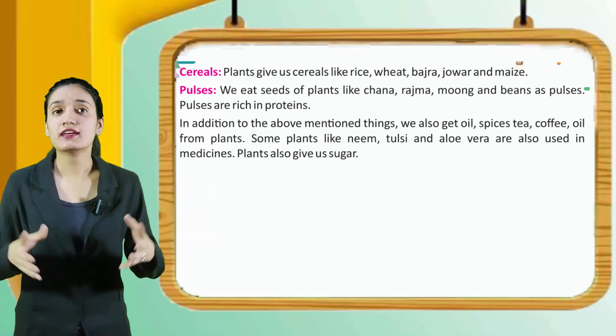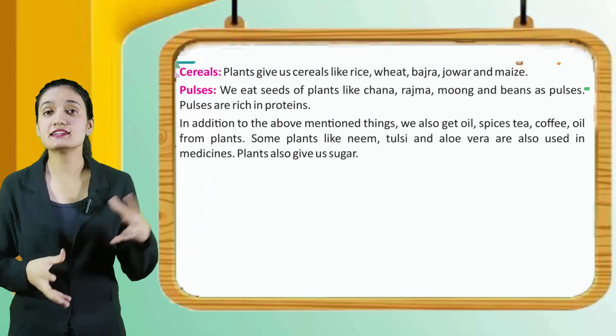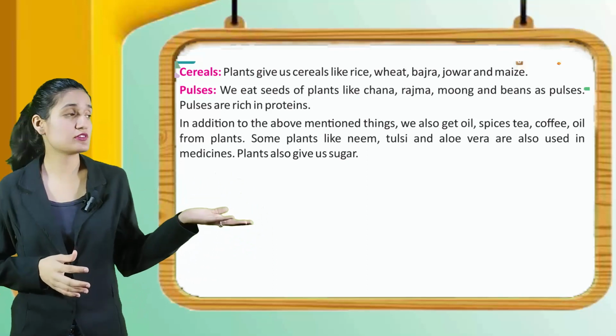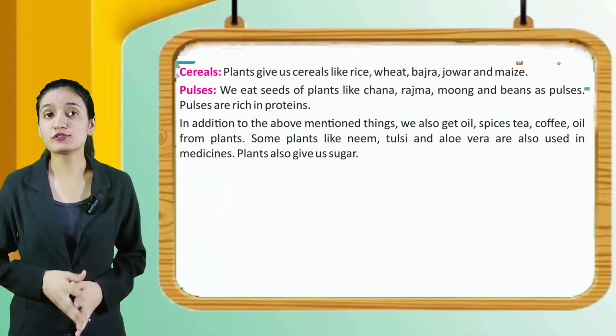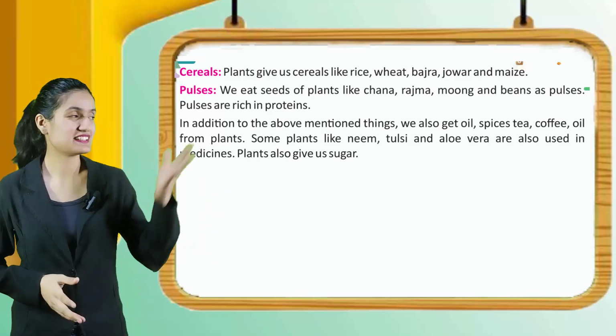In addition to the above mentioned things, we also get oil, spices, tea and coffee from plants. Some plants like neem, tulsi and aloe vera are also used in medicines. Plants also give us sugar.